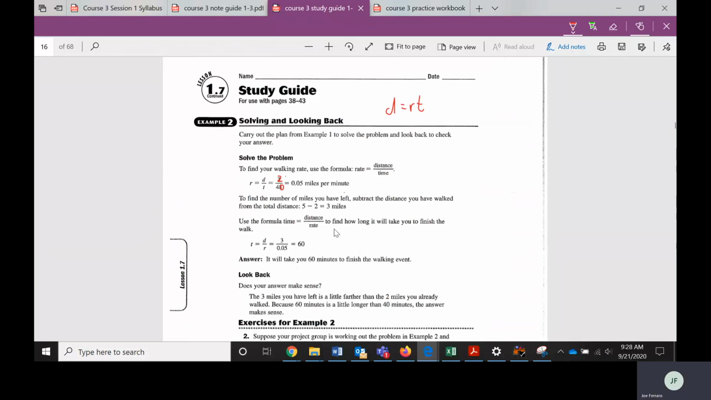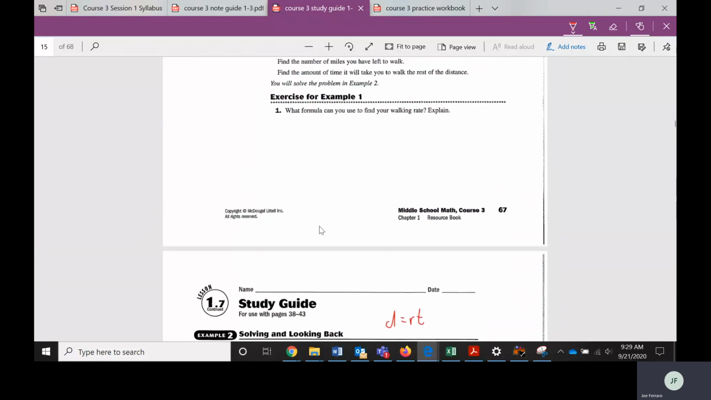Now, you take that, and this was another formula they gave you the other day. Time equals distance divided by rate. So we have 3 miles to go, 0.05 miles per minute. You divide, you get 60. Okay, so I think that way is confusing. So let's go over 2 other ways of doing it.